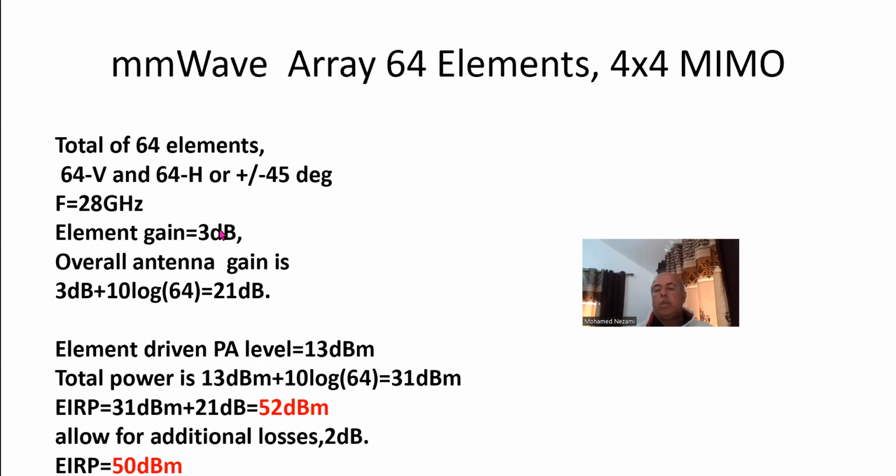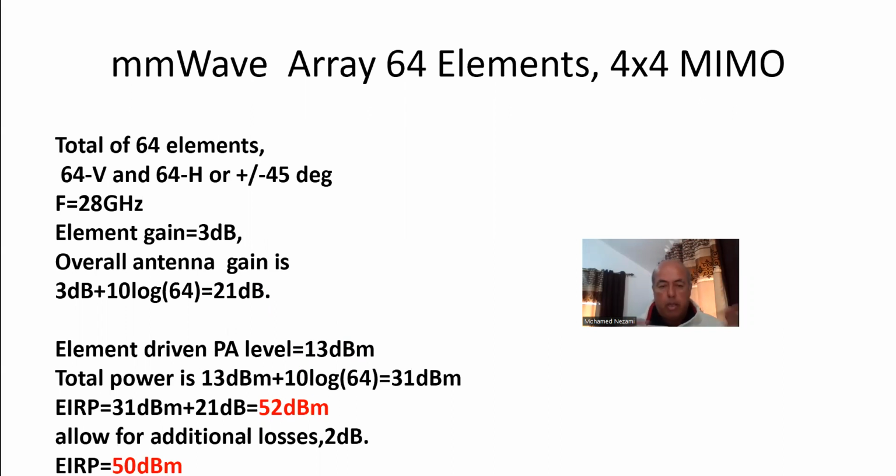Now the element gain, I'm going to assume it's 3 dB for each one of these antenna elements. So there's 64 of them. That means the theoretical antenna panel gain is going to be about 21 dB. Okay. So having this number now, I'm going to also say, let's use a beamformer chip that gives 13 dBm of power into each element. Now that chip, of course, provides the signal for both the vertical, horizontal, plus or minus 45-degree polarization, you might want to call them.